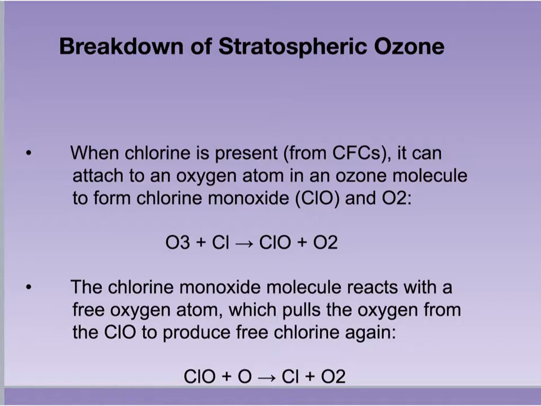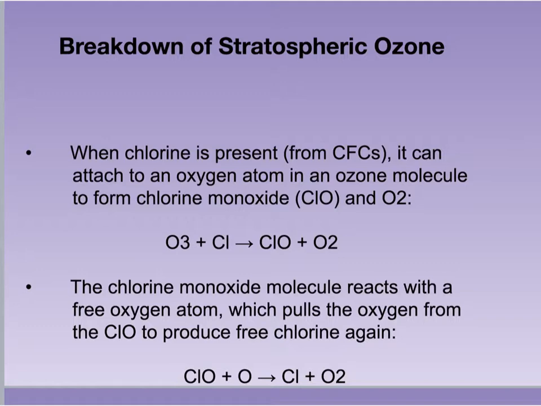So the chlorine monoxide molecule reacts with a free oxygen atom, that O that's floating around in the atmosphere, and then pulls that oxygen from the ClO to produce this free chlorine once again. So that ClO will react with that free oxygen atom in the atmosphere, and then it'll pull the other oxygen off, and you'll have this free chlorine atom and O2 in the stratosphere. So when we consider these reactions together, we see chlorine starts out and ends up as a free chlorine atom.